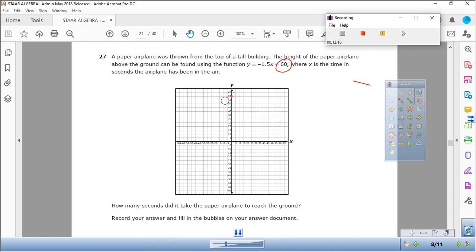But this airplane has this graph. So the height of the airplane above the ground can be found using the function this part here. Y-intercept of 60, going down on a slope of 1.5.